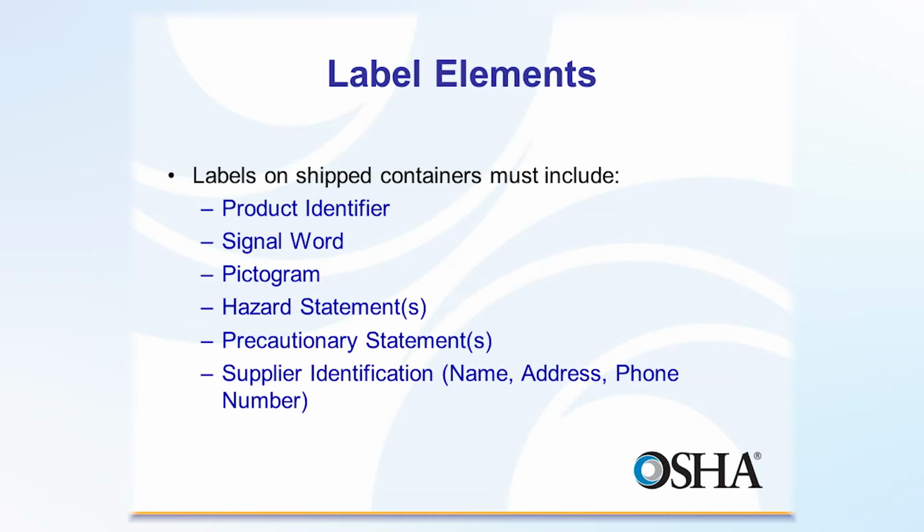Label elements. Labels on shipped containers must include product identifier, signal word, pictogram, hazard statements, precautionary statements, and supplier identification such as name, address, and phone number.